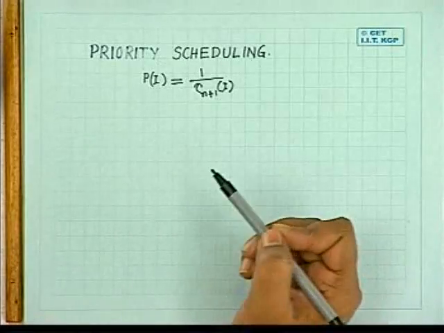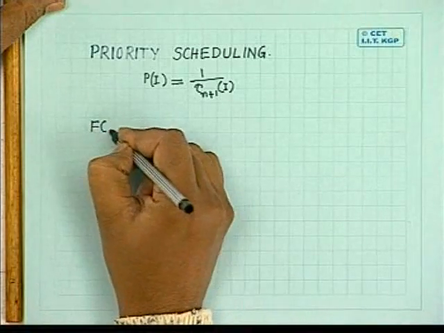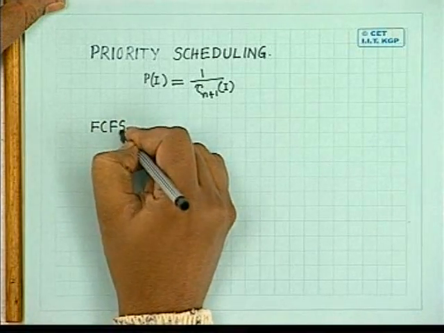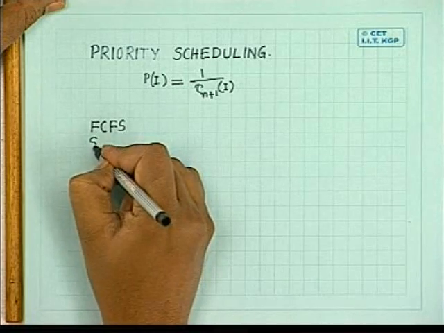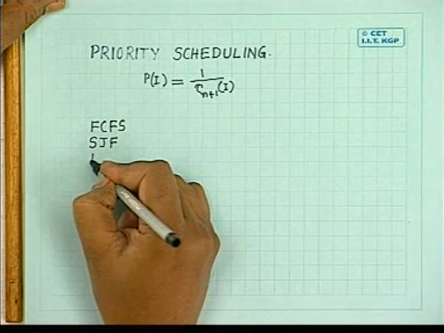In the other case, the user or the system administrator can set the priority of different jobs, and depending upon that priority level, a job which is having maximum or highest priority will be executed first. A job which has the lowest priority will be executed last. Now, these three kinds of CPU scheduling techniques: first come first served, FCFS, shortest job first, SJF, and priority scheduling.